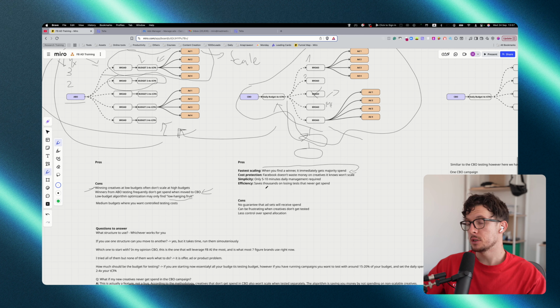And lastly, efficiency: it saves you from thousands of losing tests that never get spent. As we said, there's no guarantee that an ad set will receive spend, so that's why we push them with the minimum ad spend, at least so we can test them. And it could be a bit frustrating when creatives don't get tested. And lastly, we have less control over the spend allocation.